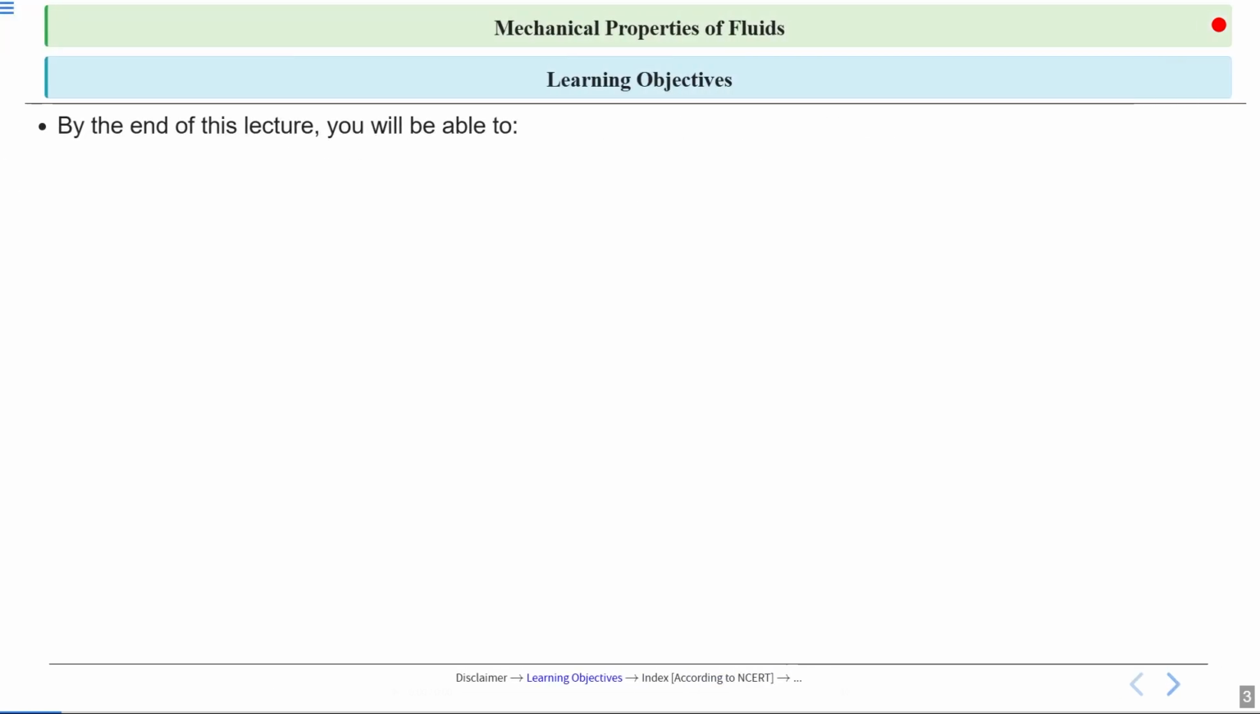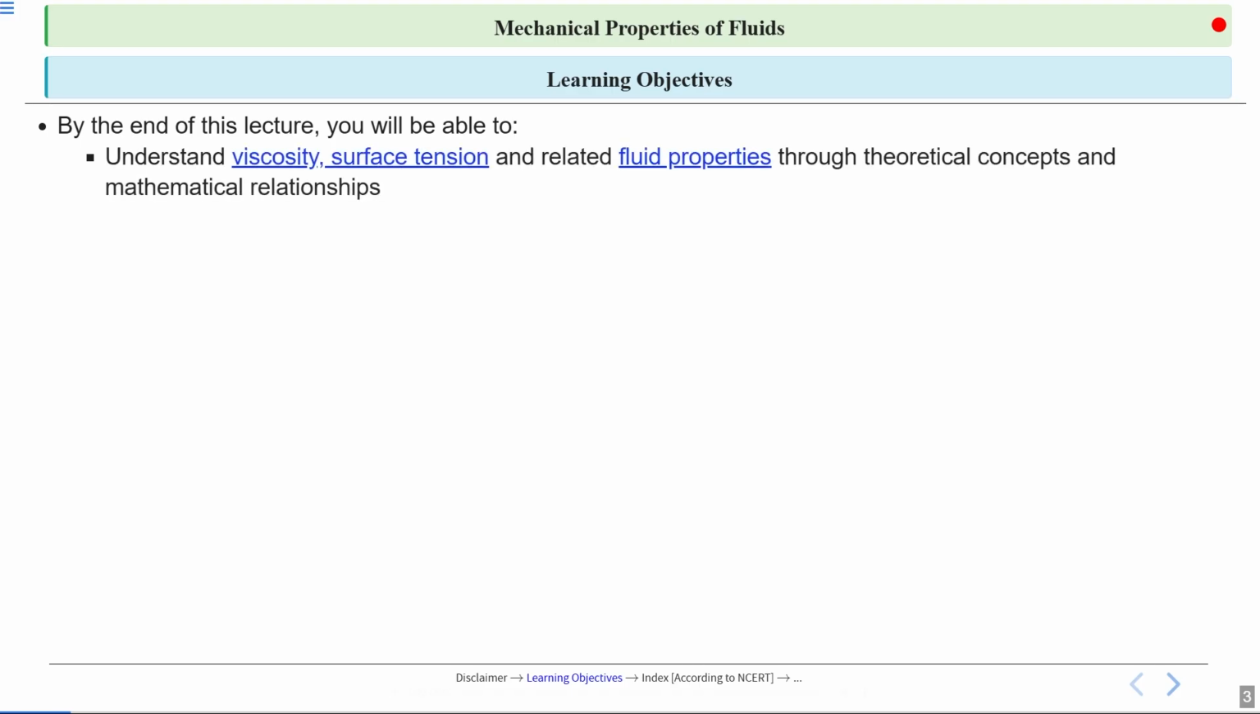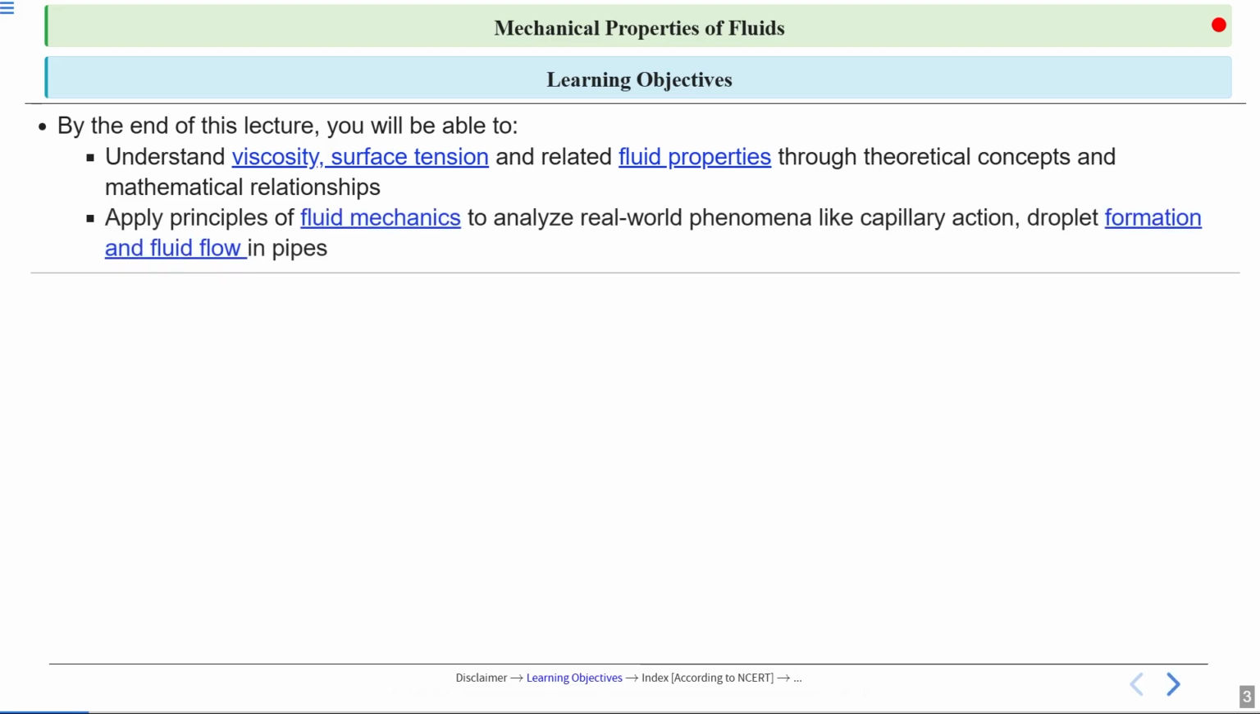Learning objectives. By the end of this lecture, you will be able to understand viscosity, surface tension, and related fluid properties through theoretical concepts and mathematical relationships. Apply principles of fluid mechanics to analyze real world examples like capillary action, droplet formation, and fluid flow in pipes.